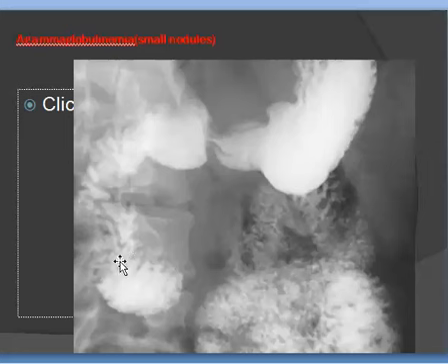If you look carefully, you will find small nodulations involving the jejunum, small nodulations. This could be due to, again, lymphoma, first possibility, and agammaglobulinemia.